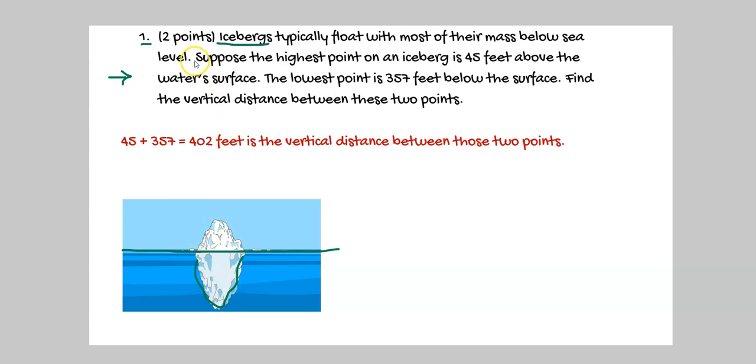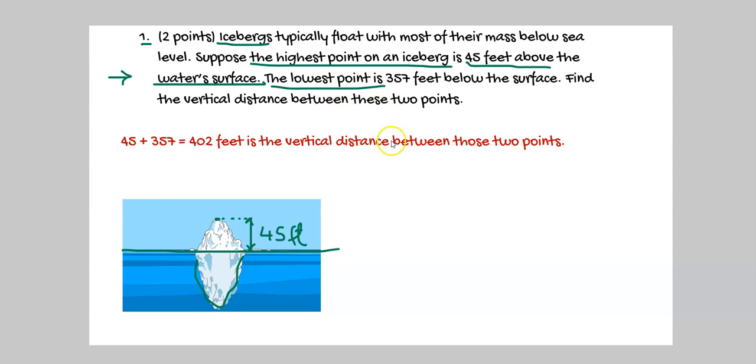Now it says, suppose the highest point on the iceberg. So this is the highest point on the iceberg. It says it's 45 feet above the water's surface, or 45 feet above the sea level. That's the same thing here, water surface or sea level. So this is 45 feet. From the highest point to the water surface, there's 45 feet.